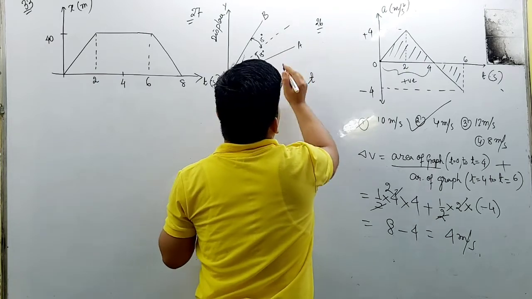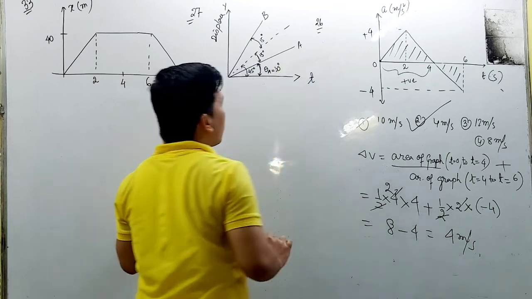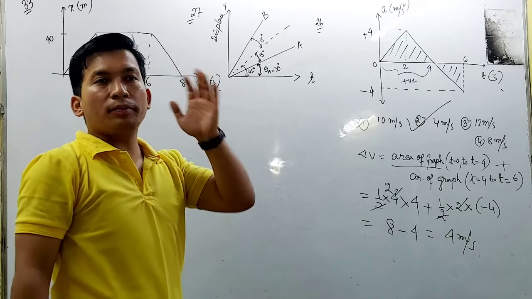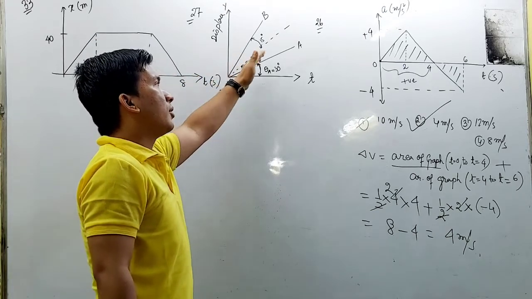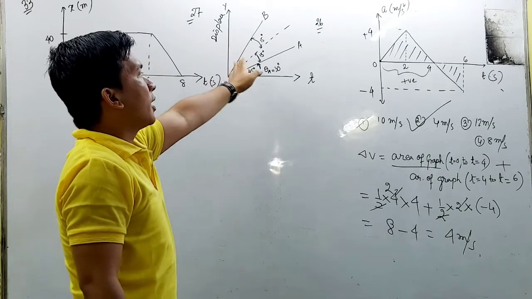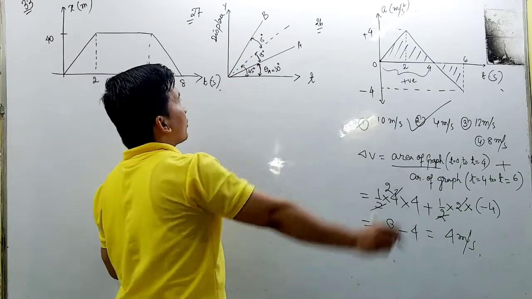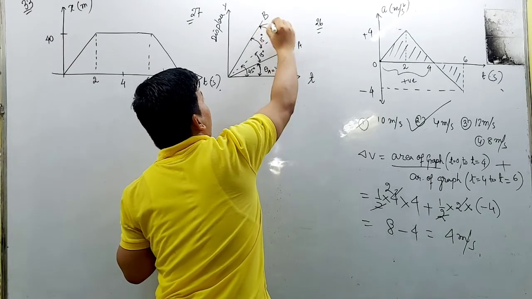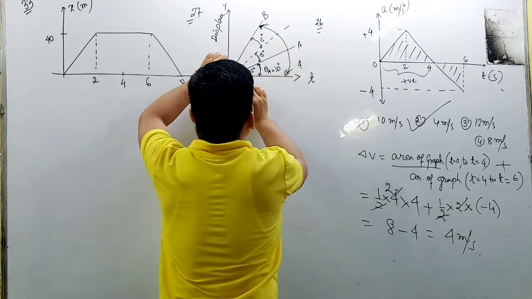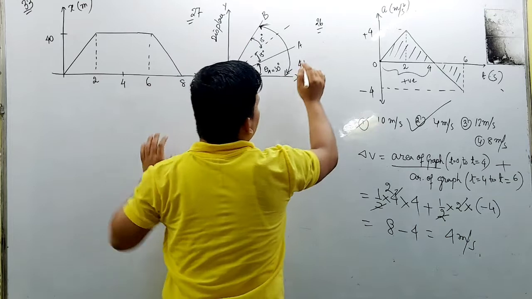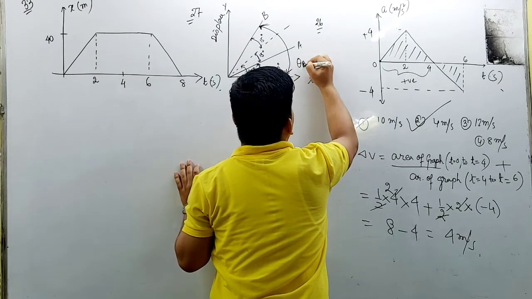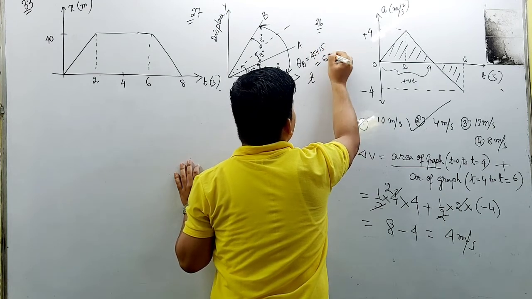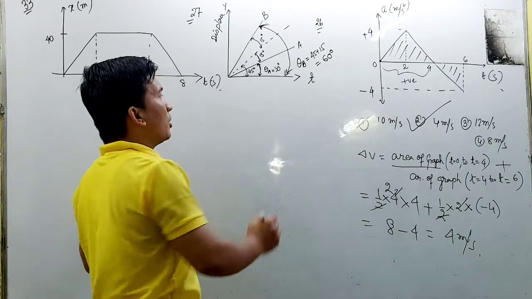For finding out the velocity we must find the tan of the angle made by our graph with the x axis, tan theta. Next, for B, the angle formed will be from here to here 45, plus 15. Theta B is equal to 45 plus 15, it will be 60 degrees.